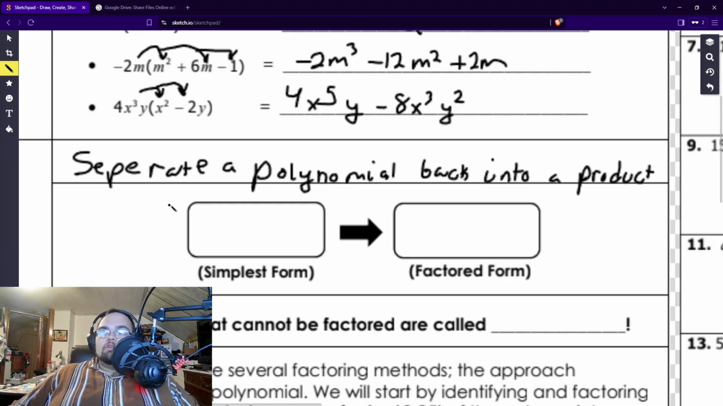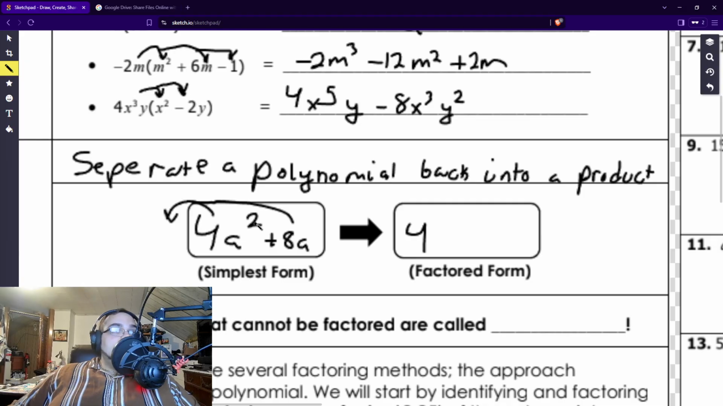So if we think about it in terms of an example, 4a squared plus 8a, we recognize that 4 and 8 both can be divided by 4. So what we're going to do is pluck out that 4 from each of them. a squared and a both have an a in it, so we're going to pluck out an a. Then we ask, what would we need to multiply by 4a to get 4a squared? Well, that would just be a. What would we need to multiply by 4a to get 8a? That would just be a 2.